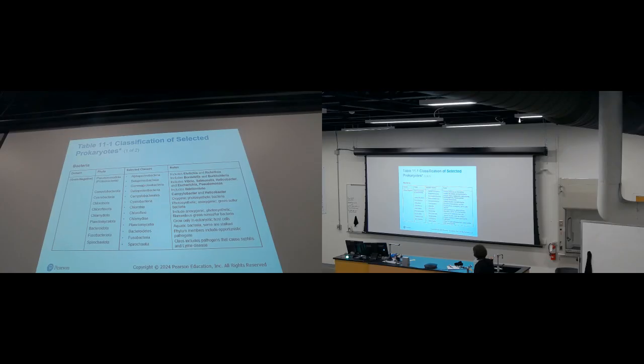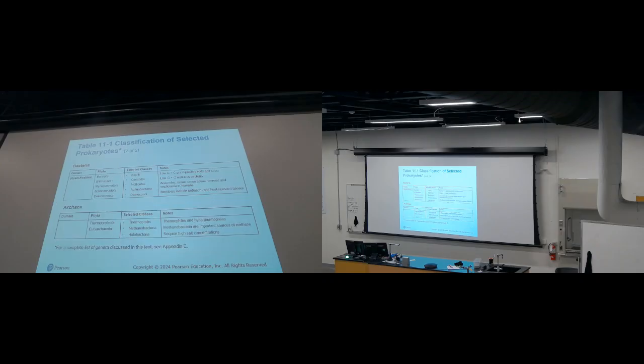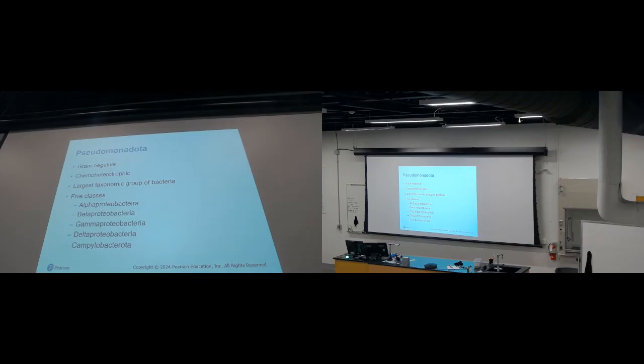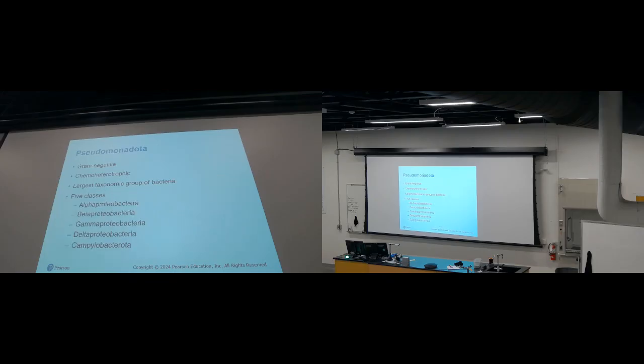So we're going to see the great family of the gram-negatives, which are the proteobacteria. This is the largest family of bacteria that we know. And then, again, we're going to see what they do. The first member of the proteobacteria in gram-negatives is the alpha proteobacteria.